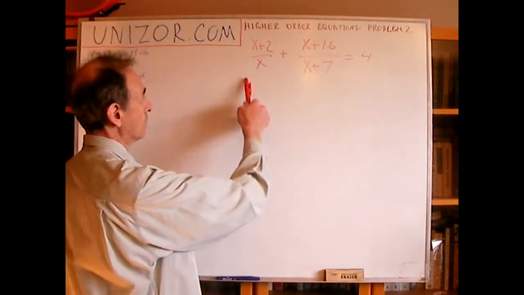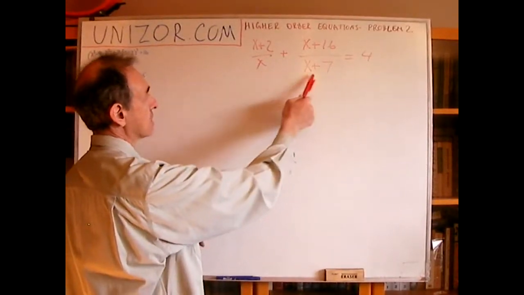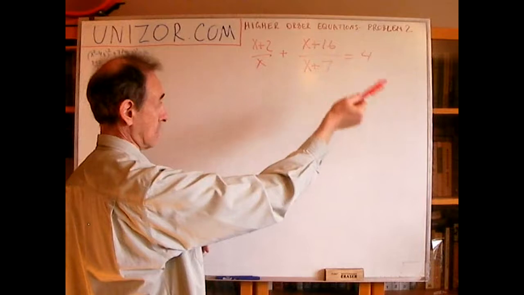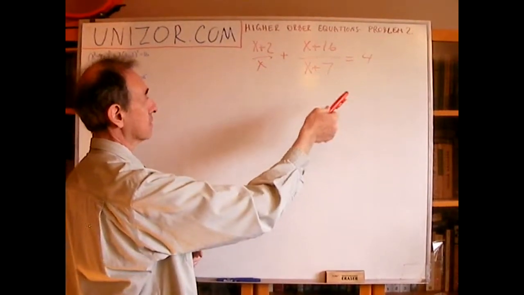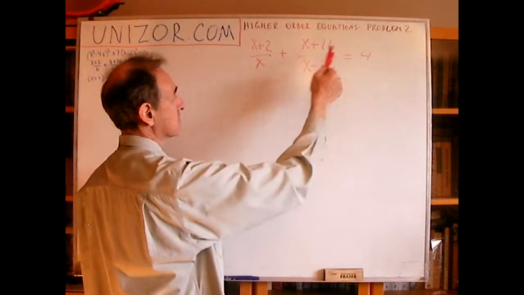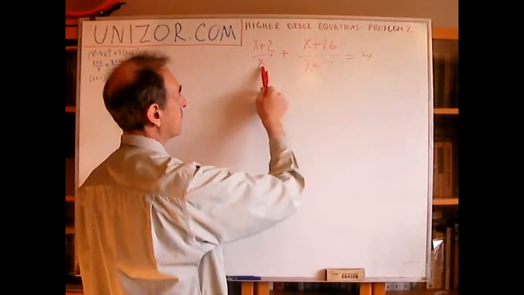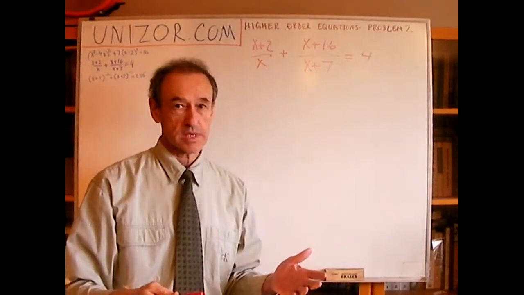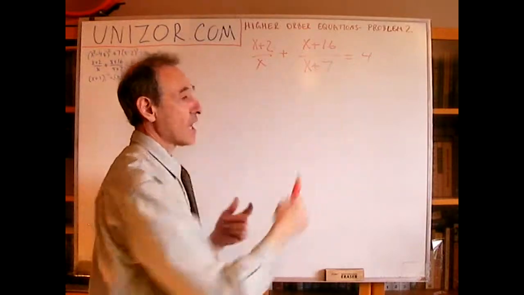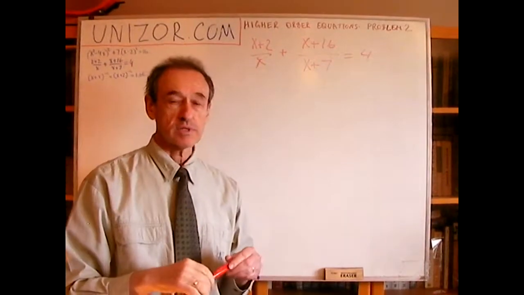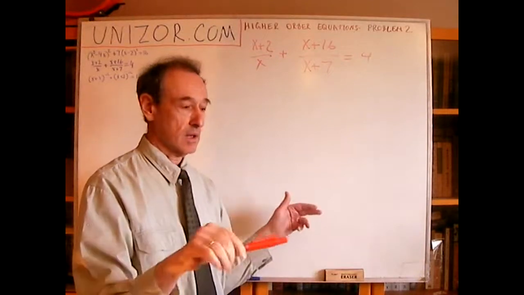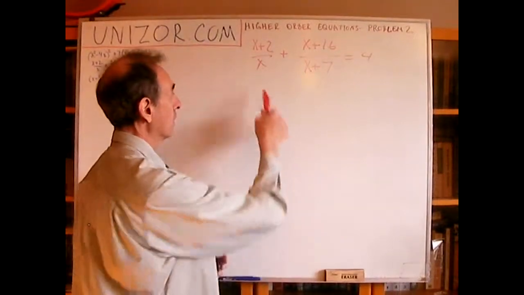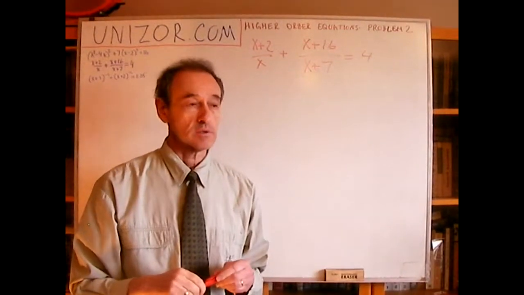First of all, if we just use the common denominator, which is x times x plus 7, now this would be x plus 2 times x plus 7, which is a polynomial of the 2nd degree. This would be x times x plus 16, also 2nd degree. And this would be x times x plus 7 times 4, which is also a polynomial of 2nd degree. So if we just use this common denominator and put everything above it, we will have a quadratic equation on the top. And we can basically get rid of the denominator in this case.